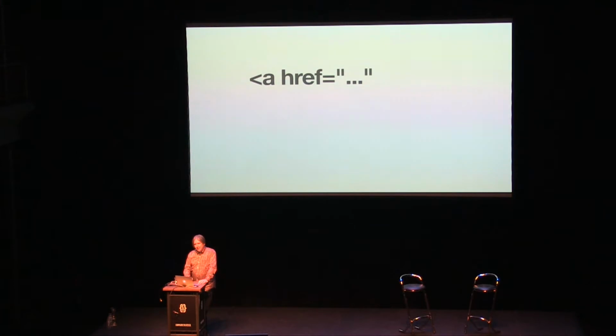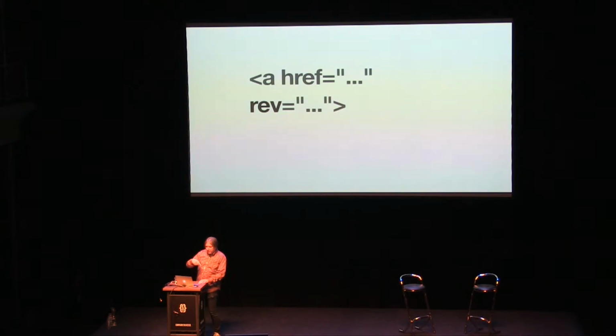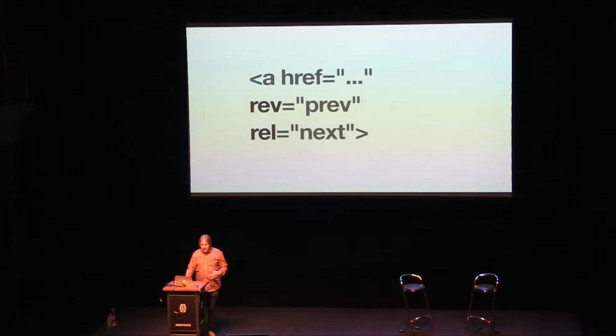Incidentally, there was once a corresponding rev attribute that described the reverse relationship. That is, the relationship of the current document to the linked resource. So you could simultaneously say that the current document has a relationship of being the previous document to the linked resource, and that the linked resource has a relationship of being the next document to the current document. Confused? Well, that's why the rev attribute was eventually dropped from HTML.